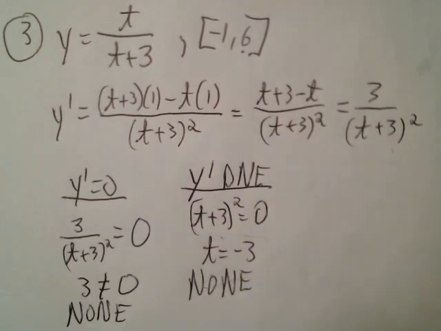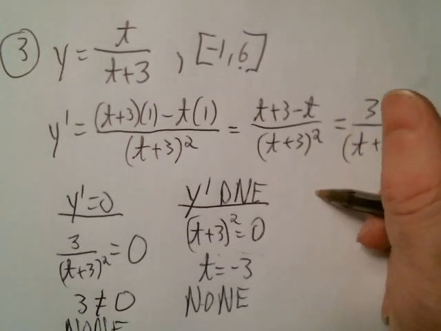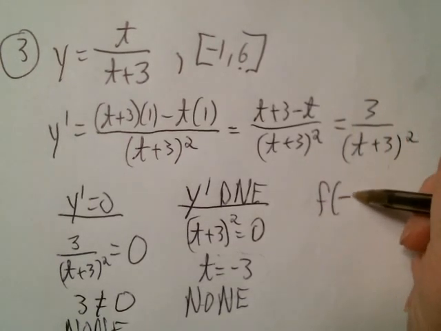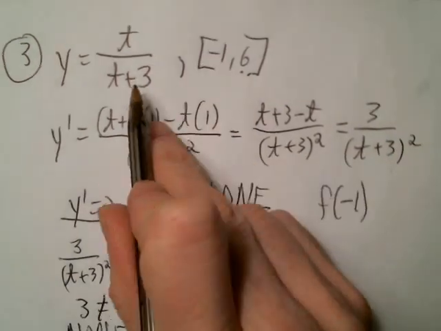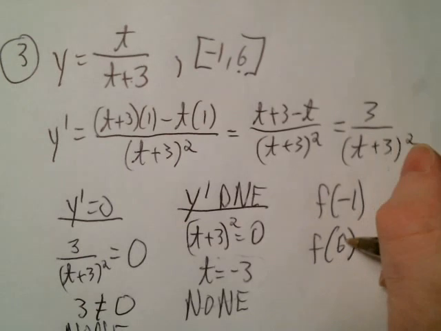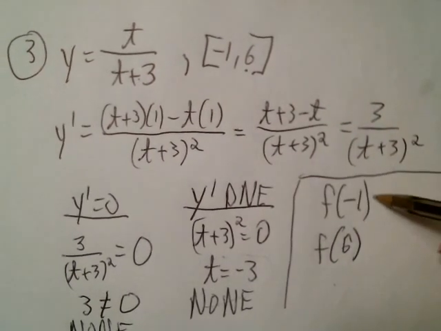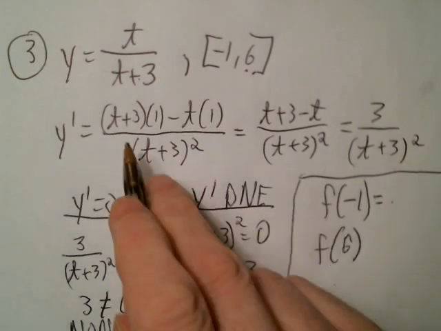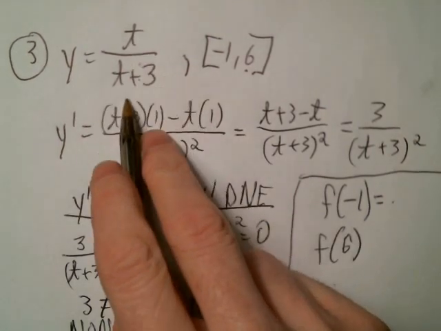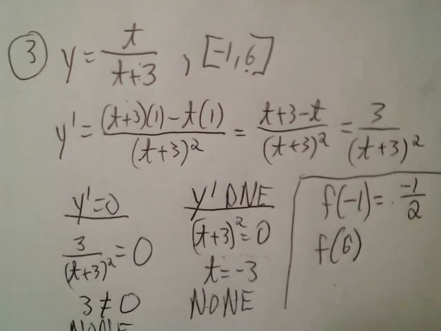Okay, so for extrema on a closed interval, what we do is take the endpoints and evaluate them in the original function, so this guy here, and also the critical numbers, but there were no critical numbers. So all we need to do is evaluate f of -1. So if I plug -1 in here, I get -1 over -1 plus 3, so -1 all over 2.